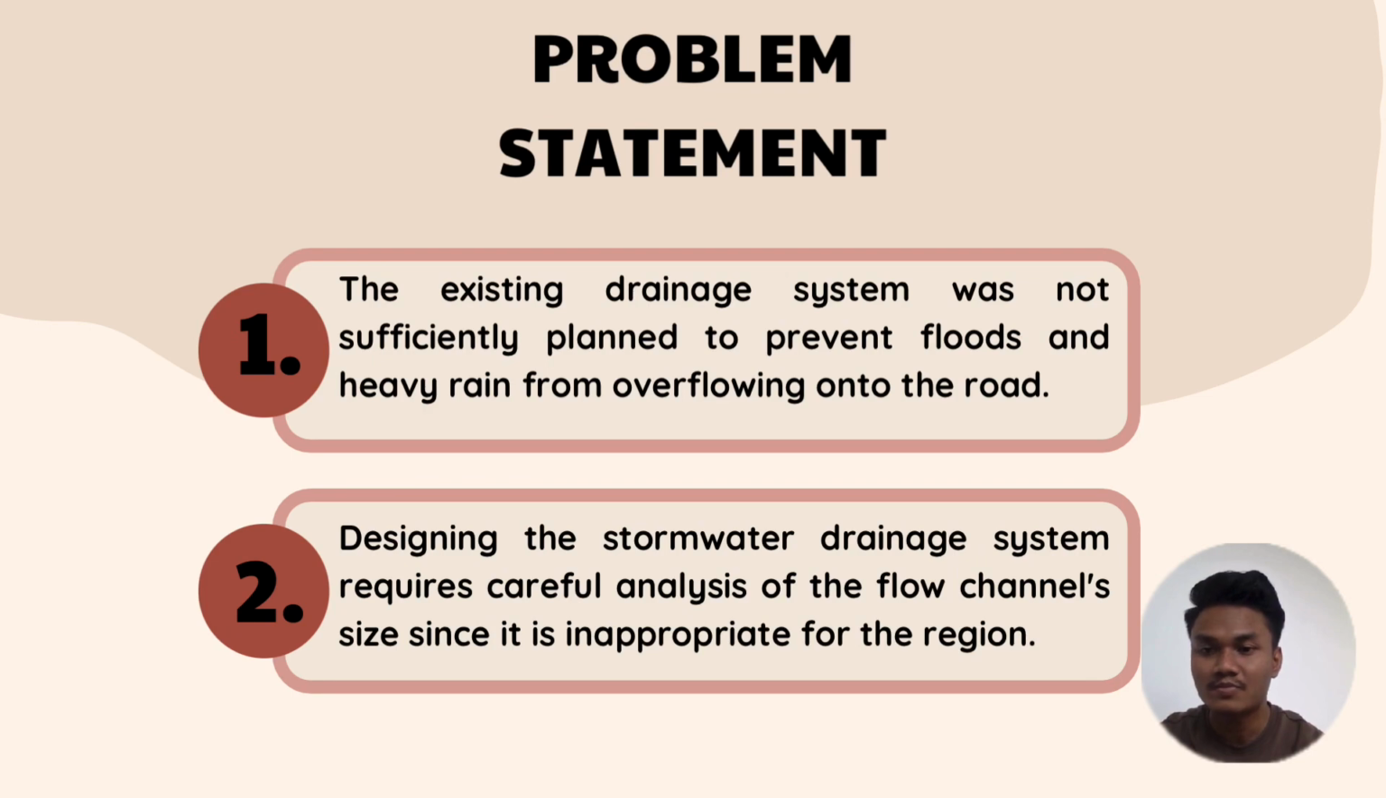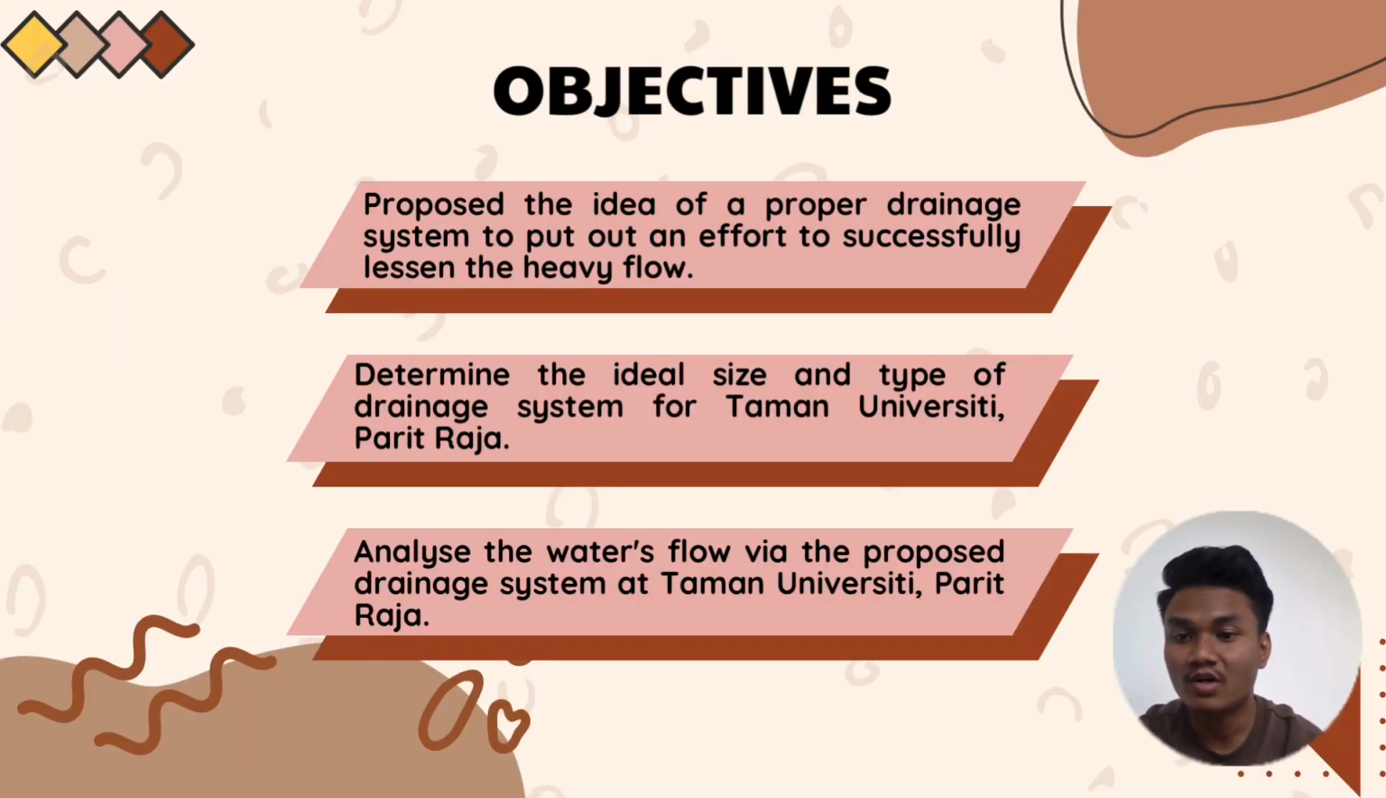The second problem statement is that designing the stormwater drainage system requires careful analysis of the flow channel size, since the existing one is inappropriate for the region. So these are the objectives of our project. The first one is to propose the idea of a proper drainage system to successfully lessen the heavy flow. The second one is to determine the ideal size and type of drainage system for Taman University Parit Raja. The last one is to analyze the water's flow via the proposed drainage system at Taman University Parit Raja, Batu Pahat, Johor.